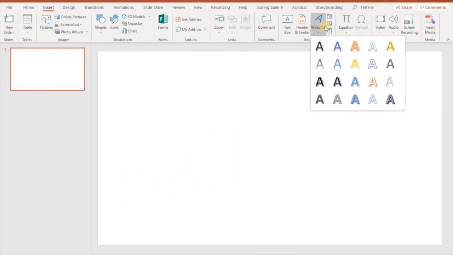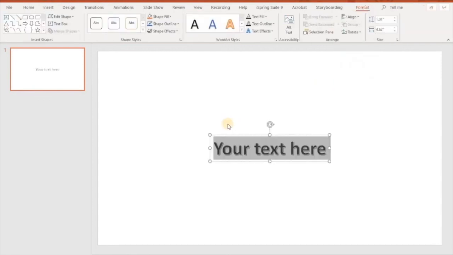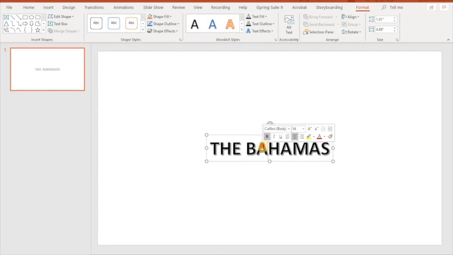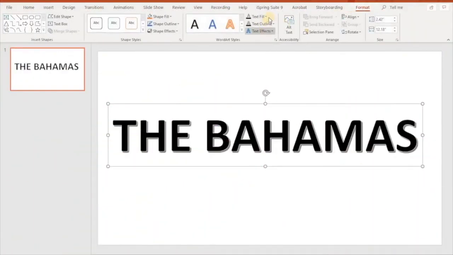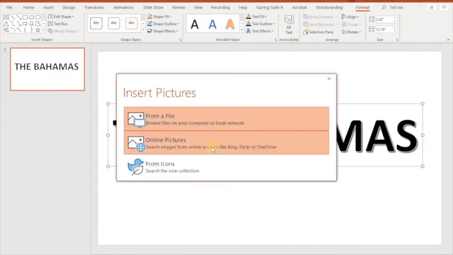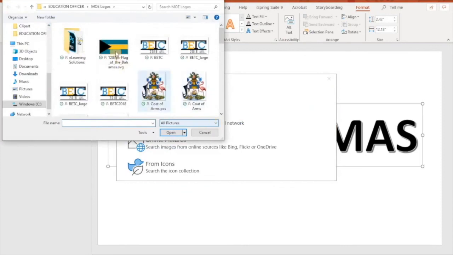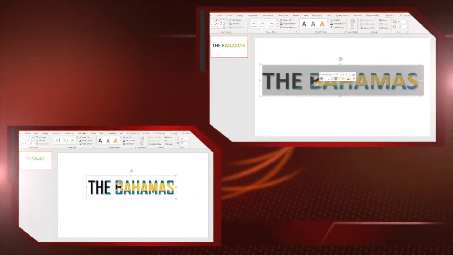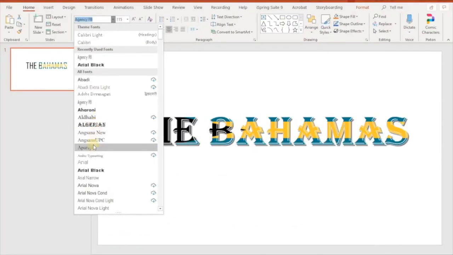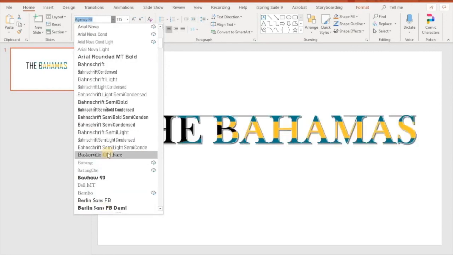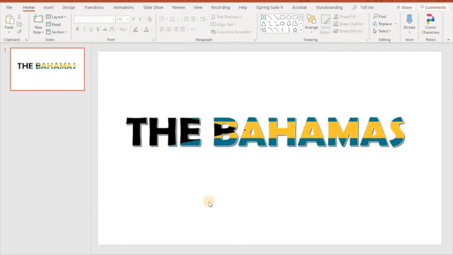The second way I'm going to show you is of course using WordArt. I'm going to select a design that I like, and then I'm going to insert my text. Next, I will change the text fill to a picture fill, and I will choose a picture from my computer, and there's the human fly, and it's filled. The good thing about WordArt is that it is also editable, so you can change the text, change the font, and see what it looks like in these various font sizes.